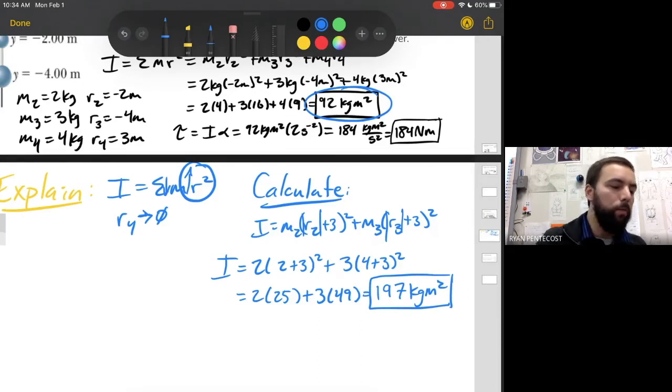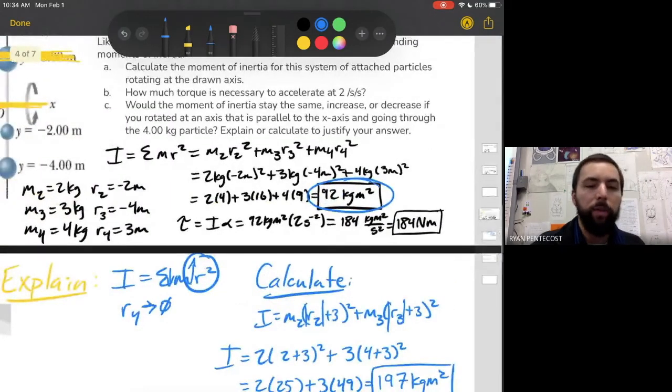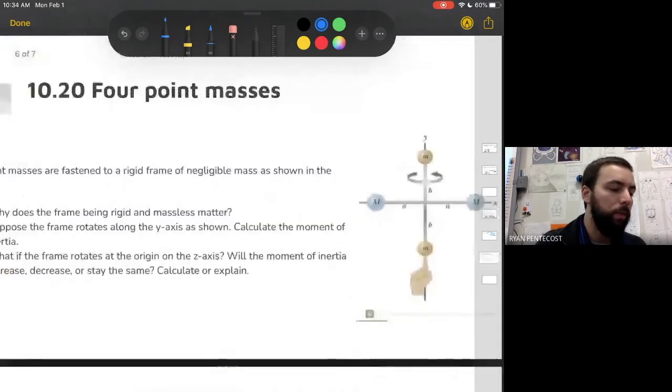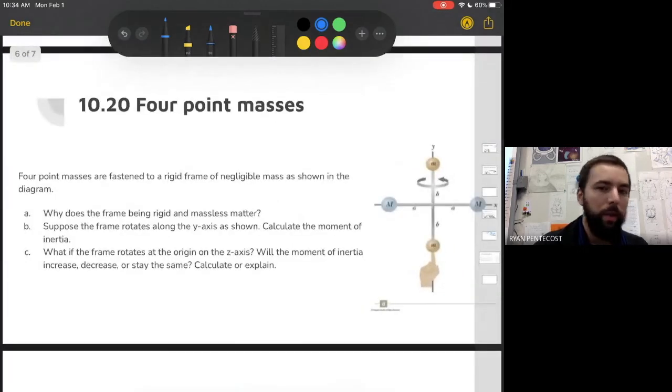So moving that axis, yes, it caused a decrease in mass, but the increase in radius by moving that axis actually caused an increase in our moment of inertia. Okay? And we were able to explain and calculate that.